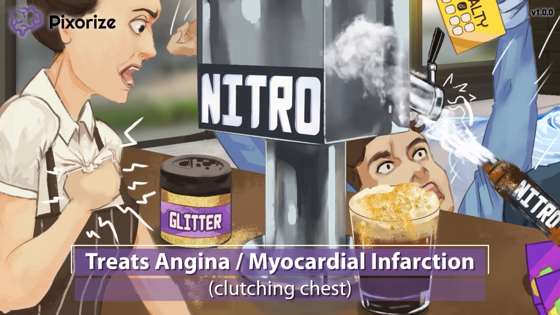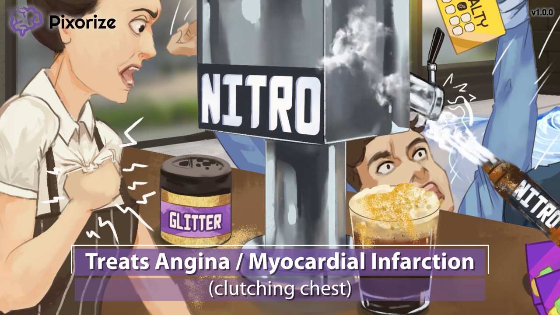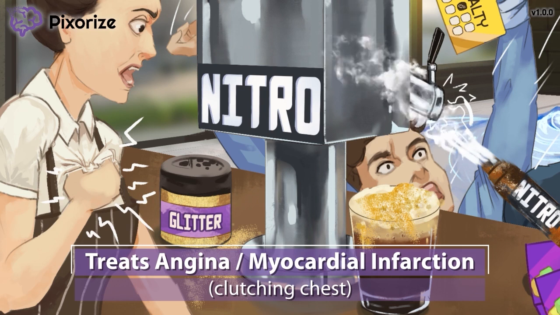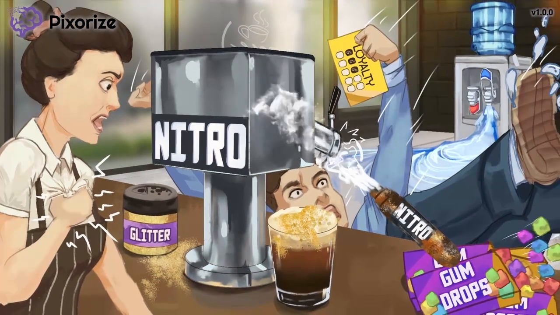Nitrates help here by causing vasodilation of coronary arteries, which increases blood flow to the myocardium. Nitrates also decrease preload, thereby lowering the workload of the heart. All of these are related to vasodilation, which we've already covered at length. So let's move on.